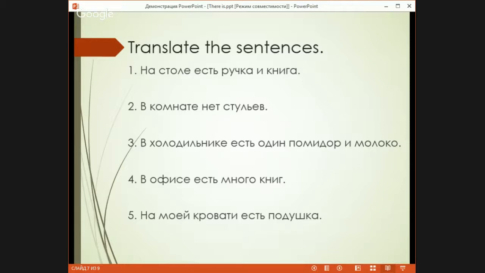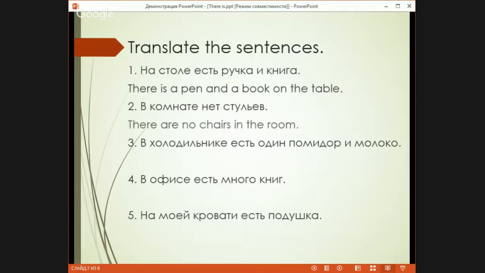This construction is usually used in Russian; the first word that we use is a place. But when we translate it, of course, we need to use the object and then the place. Let's look at the first sentence. There is a pen and a book on the table. There are no chairs in the room.